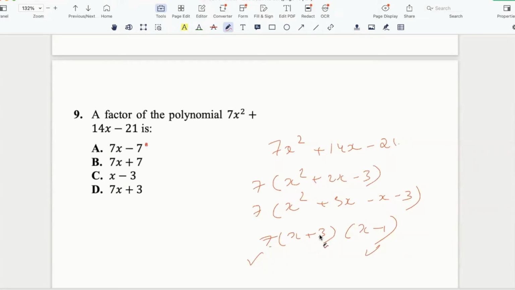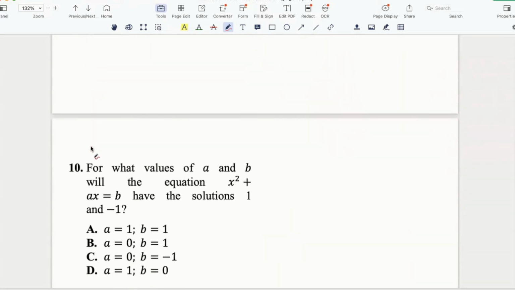If we work with this and this, I can get 7x plus 21. So not this. x plus 3, not x minus 3. And 7x plus 21, right? So option A is the only one that we have as a factor.